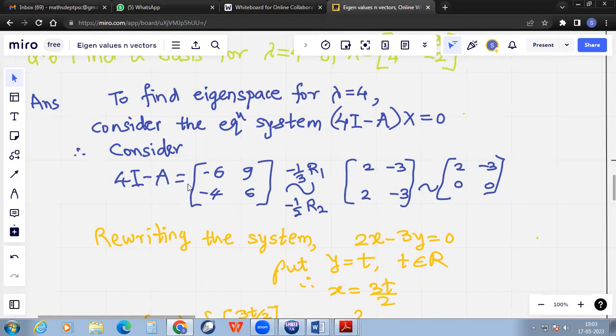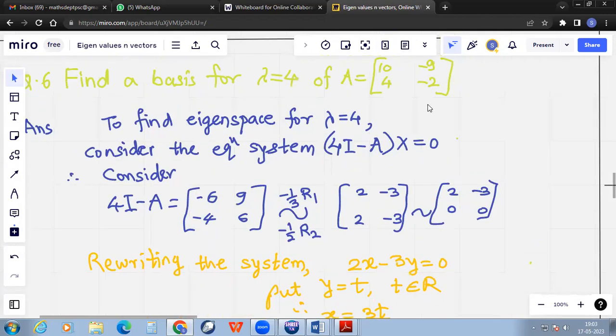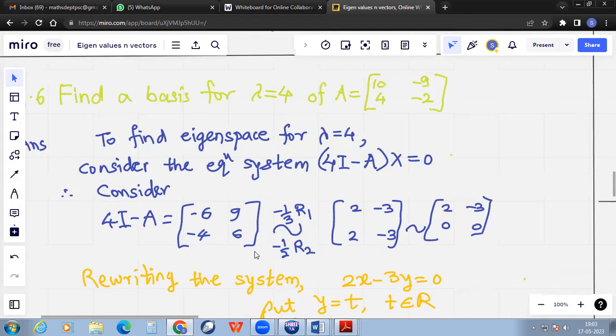So 4I − A, what will it be? Along the principal diagonal, we have our λ. So 4 is there. 4 minus 10 makes it minus 6. The next entry was minus 9, so 0 minus minus 9 makes it plus 9. Next is 0 minus 4, you can see minus 4 here. And along the diagonal, 4 minus minus 2 makes it 6. What do you observe? Both rows are multiples of 3 and multiples of 2.